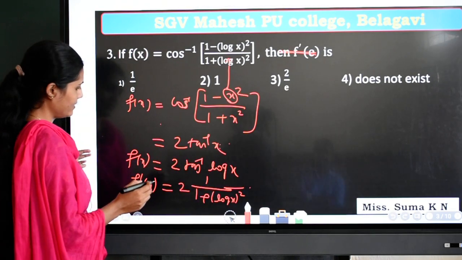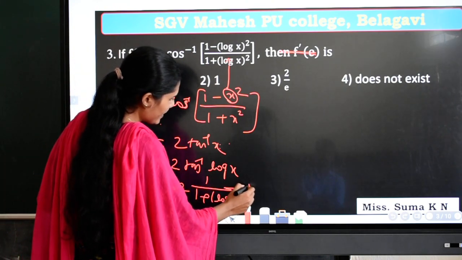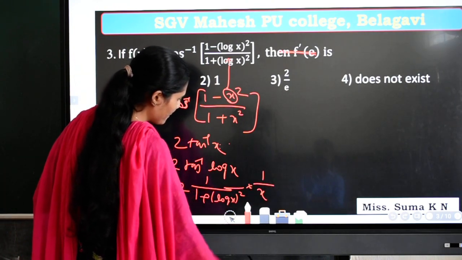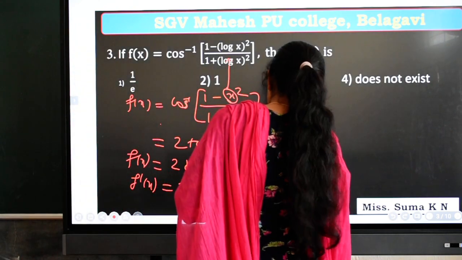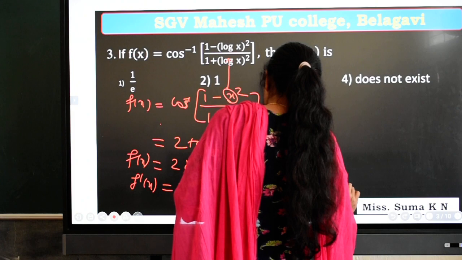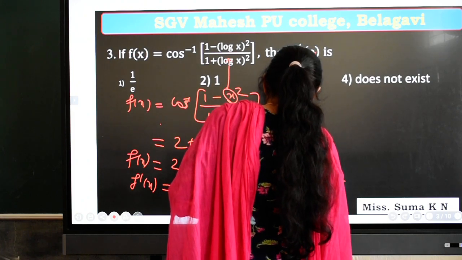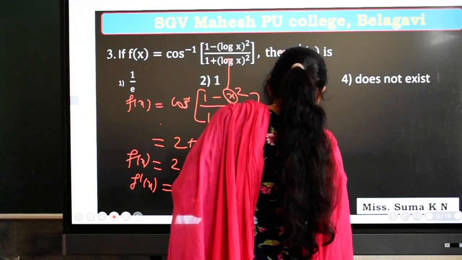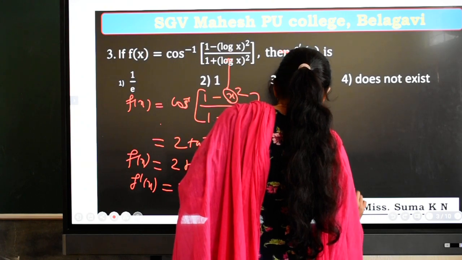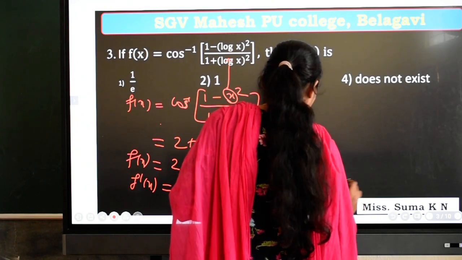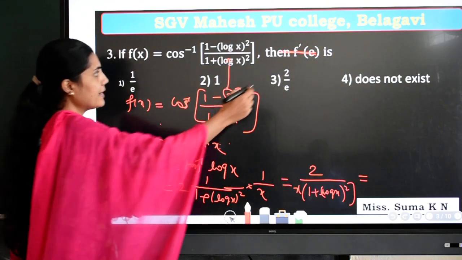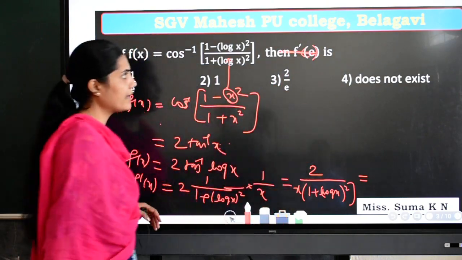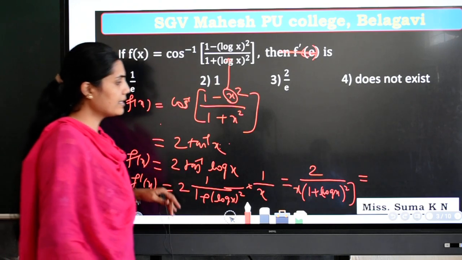Okay, sorry, yes. Okay, the differentiation of log x is what? 1 by x. Now f dash of x is equal to 2 divided by (1 plus log x) whole square into x. This is f dash of x. We want f dash of e. In the place of x, substitute just e, and you will get the answer.